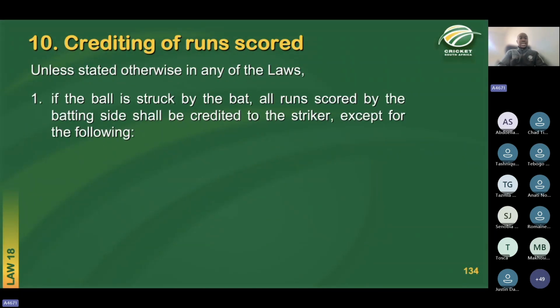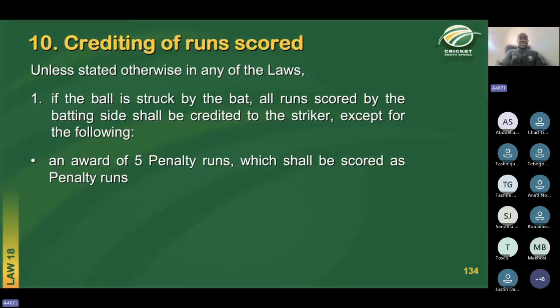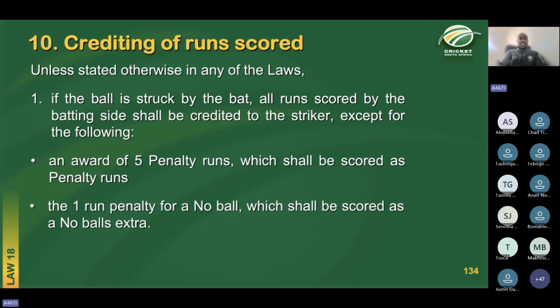Unless stated otherwise in any of the laws, if the ball is struck by the bat, all runs scored by the batting side shall be credited to the striker, except in the following circumstances. An award of 5 penalty runs, which shall be scored as penalty runs. So those runs don't go to a specific batter, even if it's 5 penalty runs awarded to the batting side. The 1-run penalty for no ball will be scored as no ball extras.